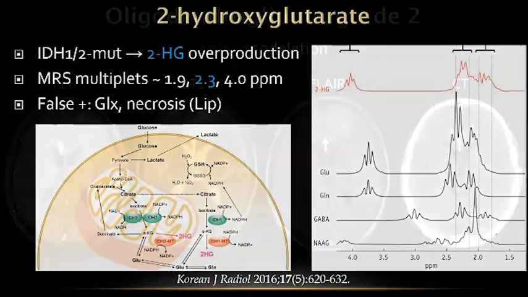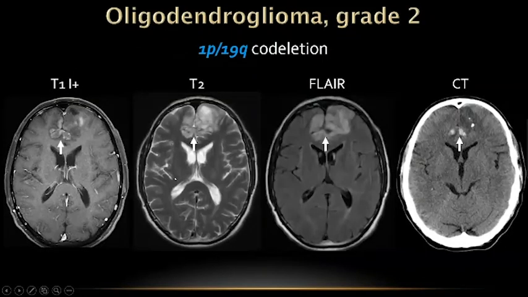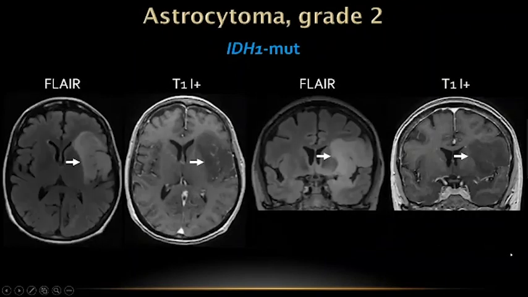So here's an example of an oligodendroglioma. This is a very classic one, involving the cortex, frontal lobe with calcification, and had that classic molecular codeletion. Here we have a characteristic astrocytoma, lower grade in the peri-insular region, a little bit more infiltrative in appearance, and is IDH mutated, but does not have that 1p19q codeletion.